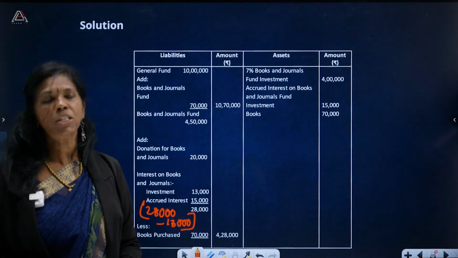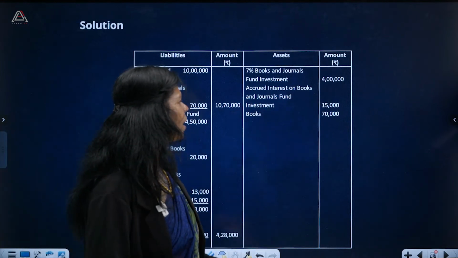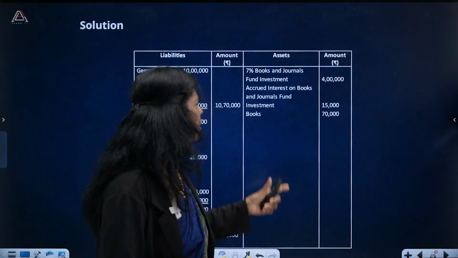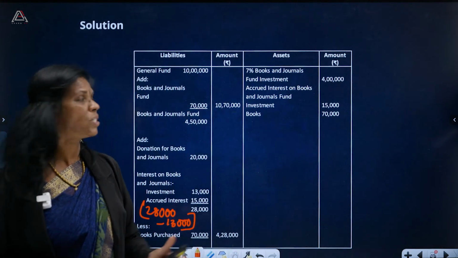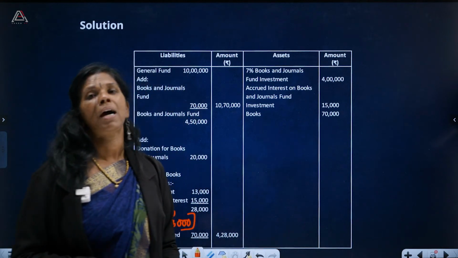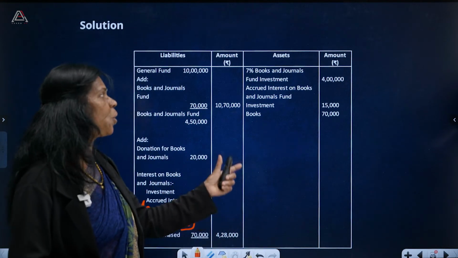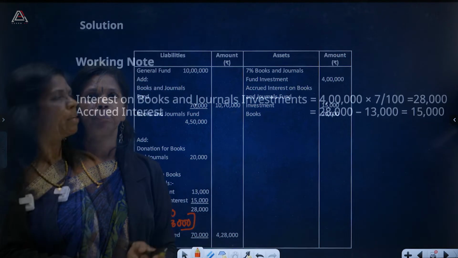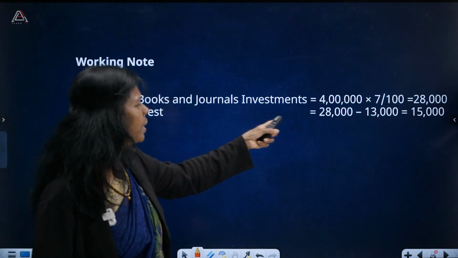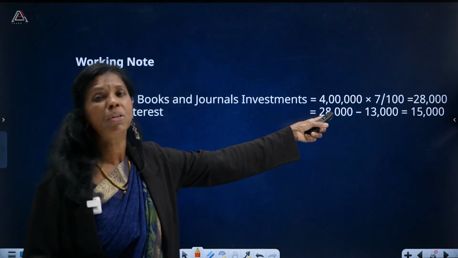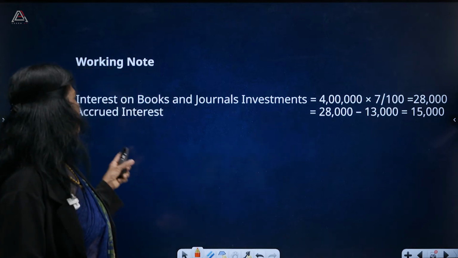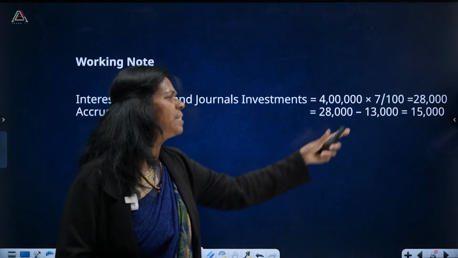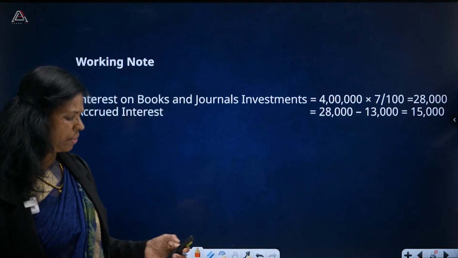Then come to the asset side. Investment is an asset, so it will be shown on the asset side, 4 lakh. Then accrued interest. This is also an asset. So 15,000 is accrued interest. Then book, it is a fixed asset. So it will be shown on the asset side. This is the way we have to show the liability side and asset side. Have you got it? See, working note, interest on books and journal investment: 4 lakh into 7 divided by 100, 28,000. Then accrued interest, how to find it? Accrued interest I already explained, 28,000 minus 13,000, that is 15,000.